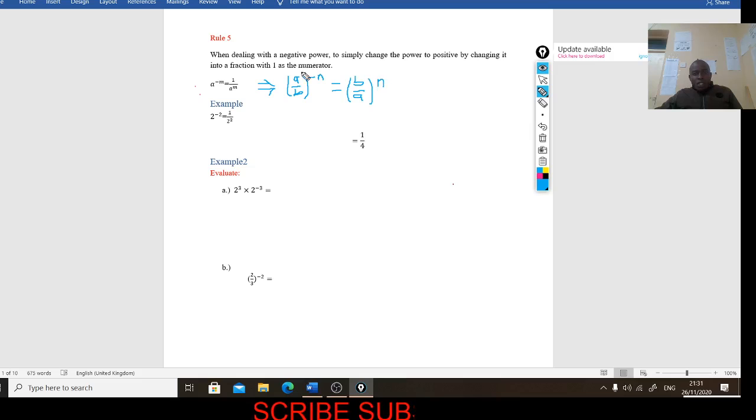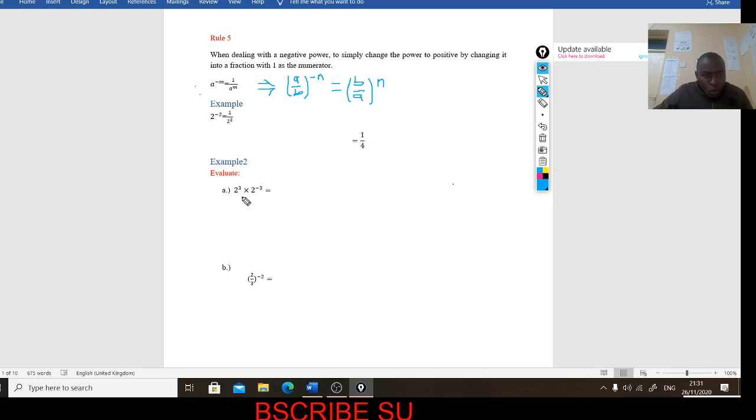If it is in fraction form, you use this one. And if it is not in fraction form, you use this formula. Like the example here, 2 raised to power of negative 2 is the same as 1 over 2 power 2, which is 1 over 4.